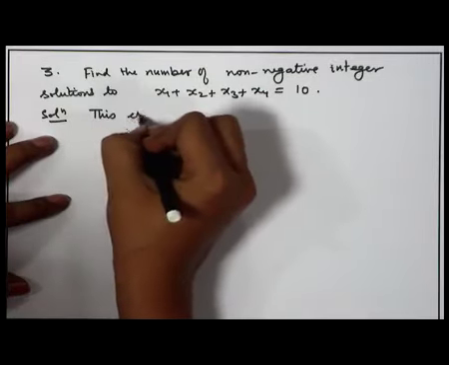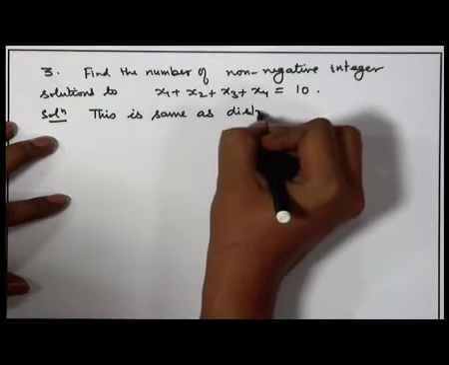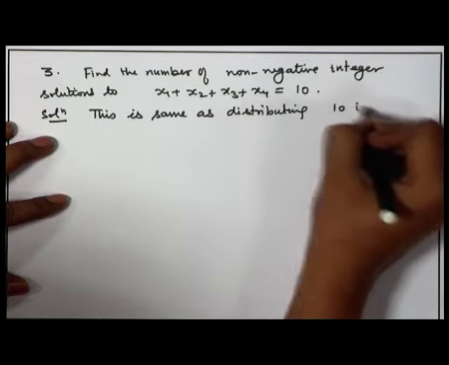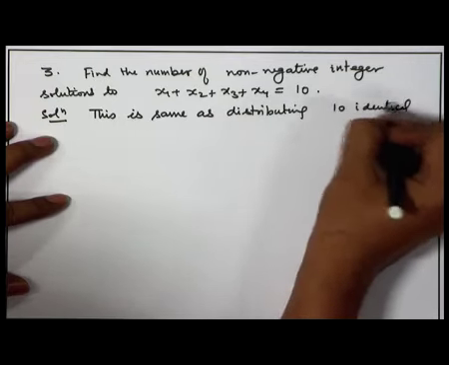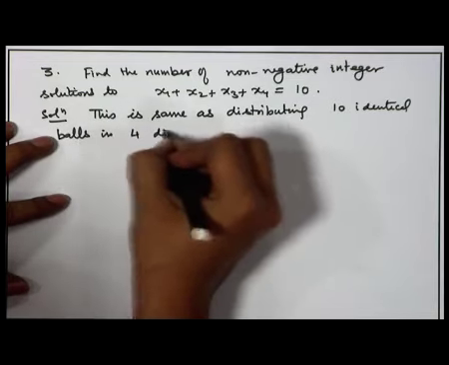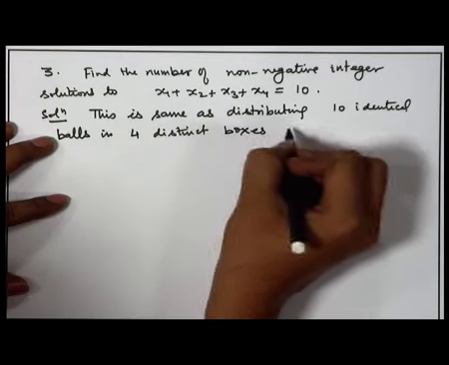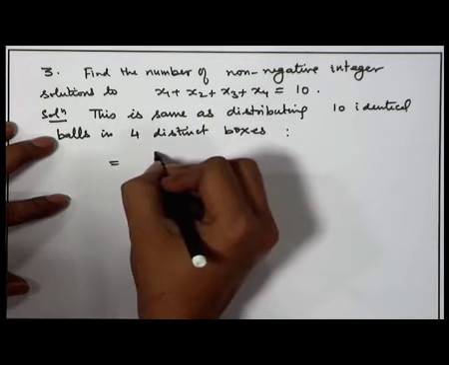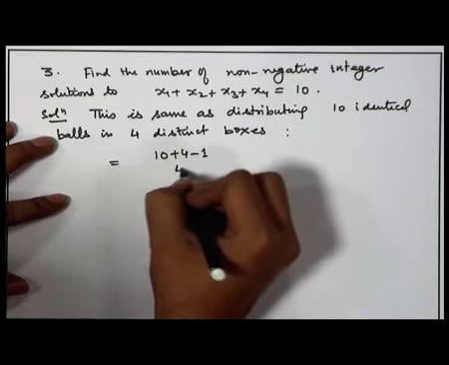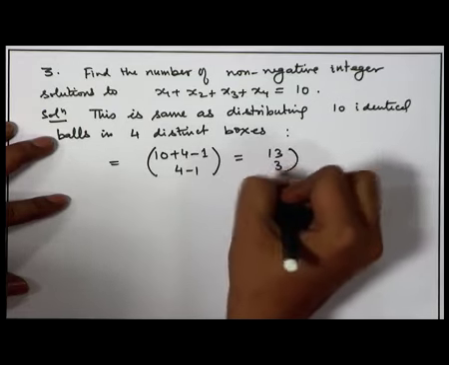So, this is same as distributing 10 identical balls in 4 distinct boxes. So, that is (n+r-1) C (n-1), that is 13 C 3.